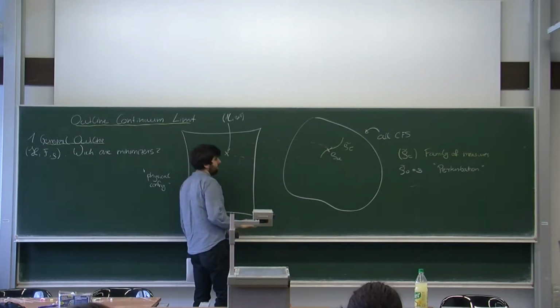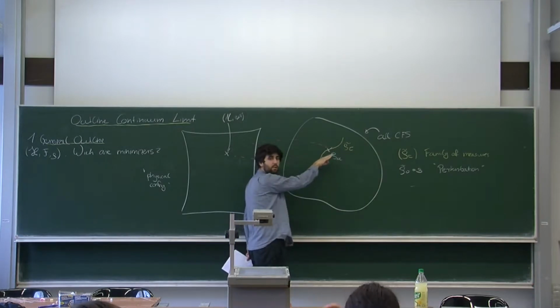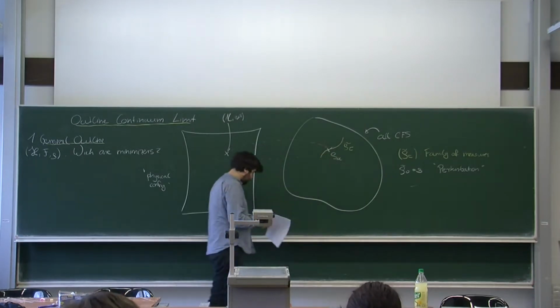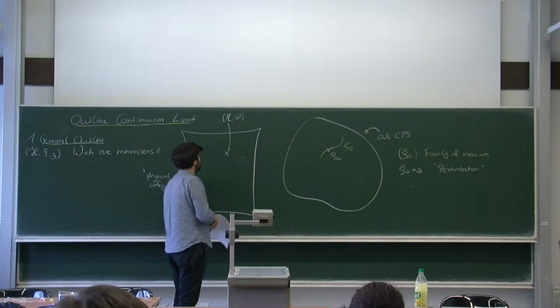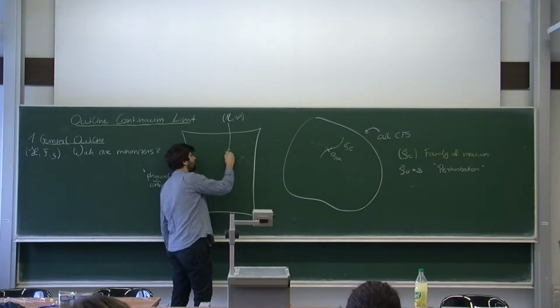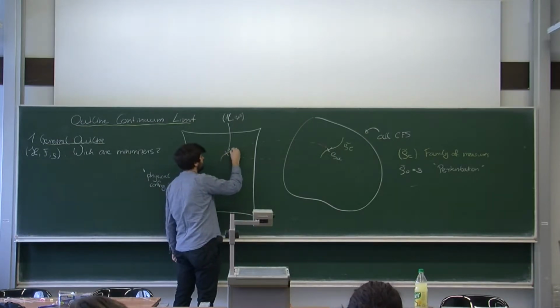The point is that when we study variations of the measure rho here, this corresponds to variations of this physical configuration over here. So this would look like this.